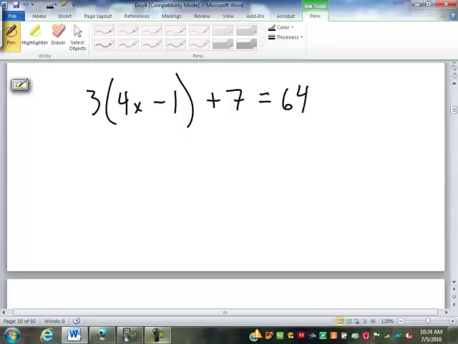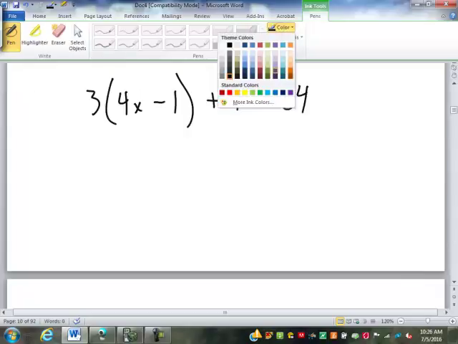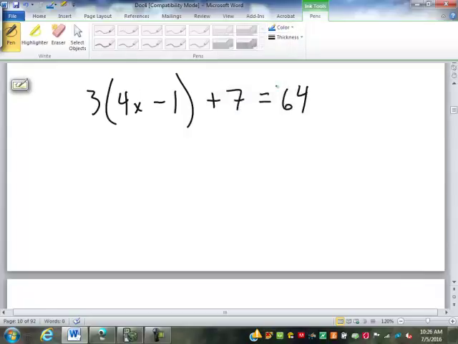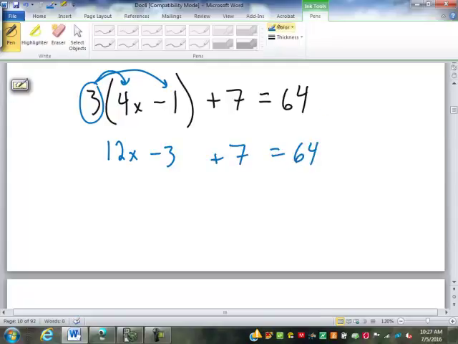Give that one a shot in your notes. Sure. Okay, so our first thing. Parentheses, nothing to do in them, so we have to do something to them. It's times 3. 3 times 4x, 12x. 3 times negative 1, negative 3. Now we still have the plus 7, and it equals 64.